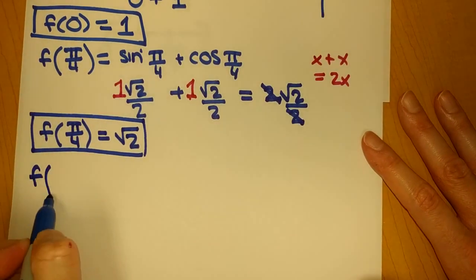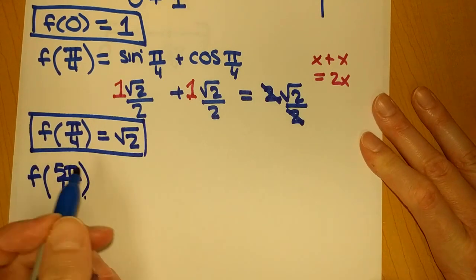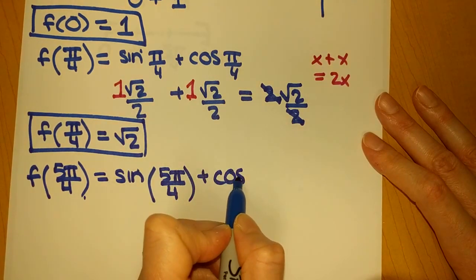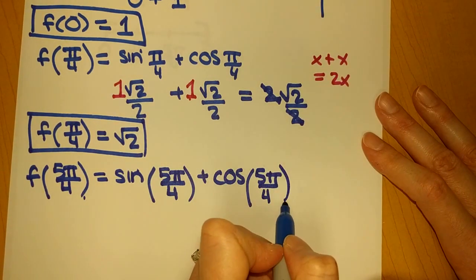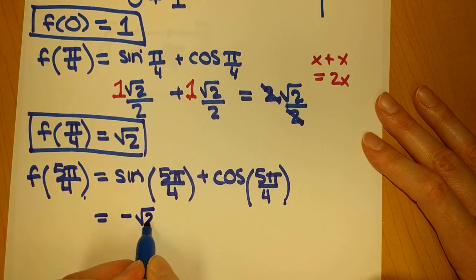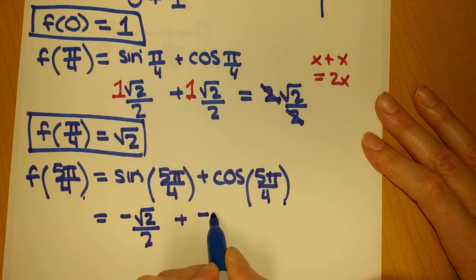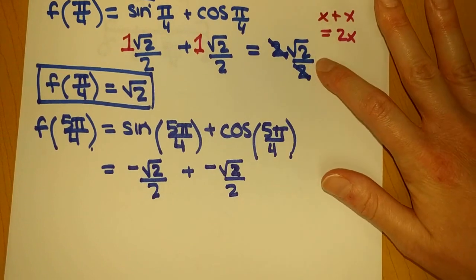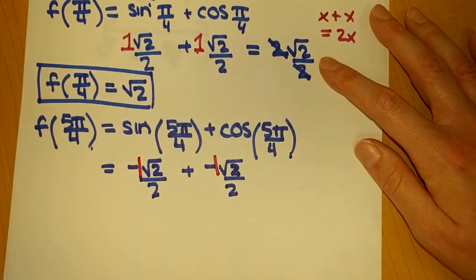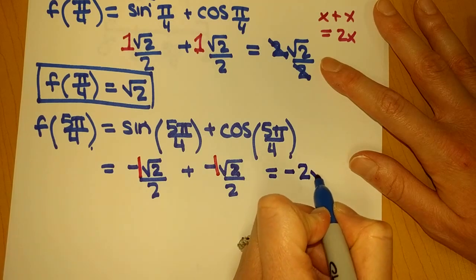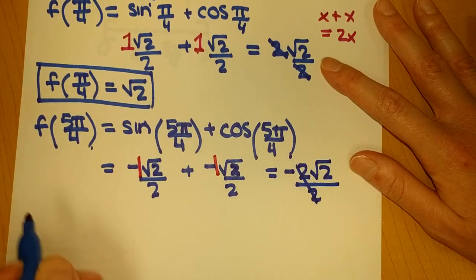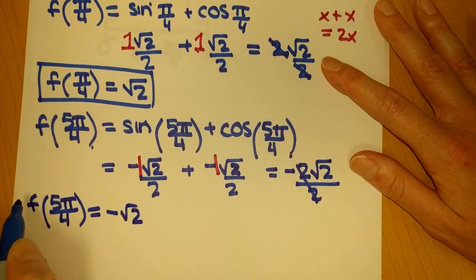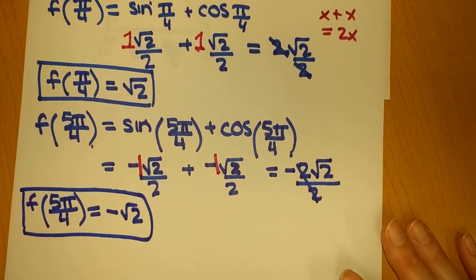Then we had to look at f of 5 pi over 4. So we plug in sine of 5 pi over 4 plus cosine of 5 pi over 4. Okay, so our sine of 5 pi over 4 is negative square root of 2 over 2, plus cosine of 5 pi over 4 is also negative square root of 2 over 2. Okay, so the same thing that happened up here with the pi over 4, you have a negative 1, so that gives you negative 2 square root of 2 over 2. So that tells us that f of 5 pi over 4 is negative square root of 2. Okay, just one more to go and then we'll be done, okay?